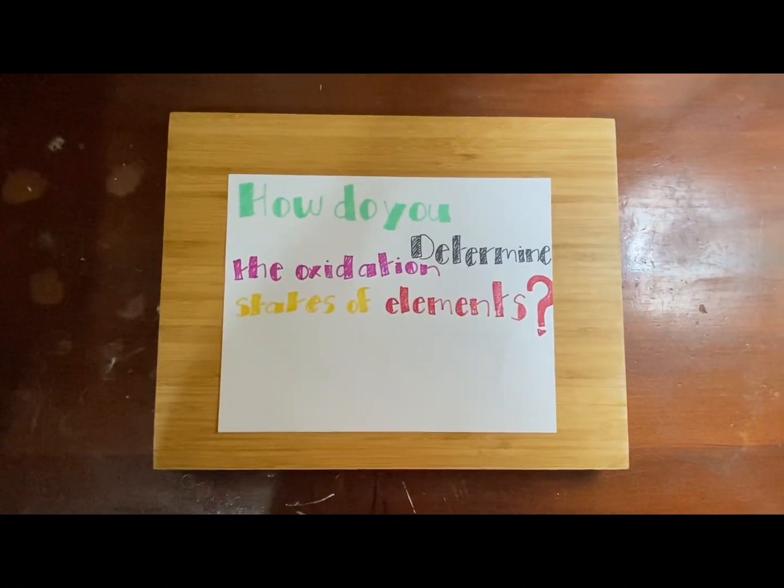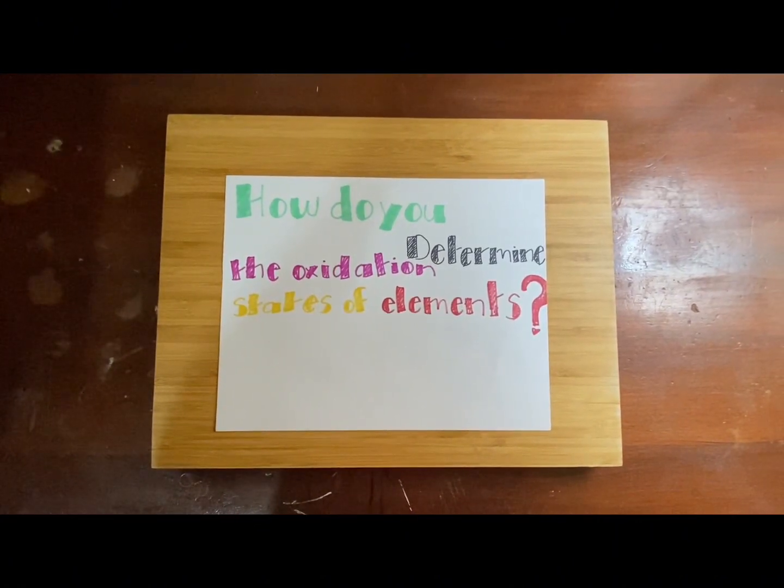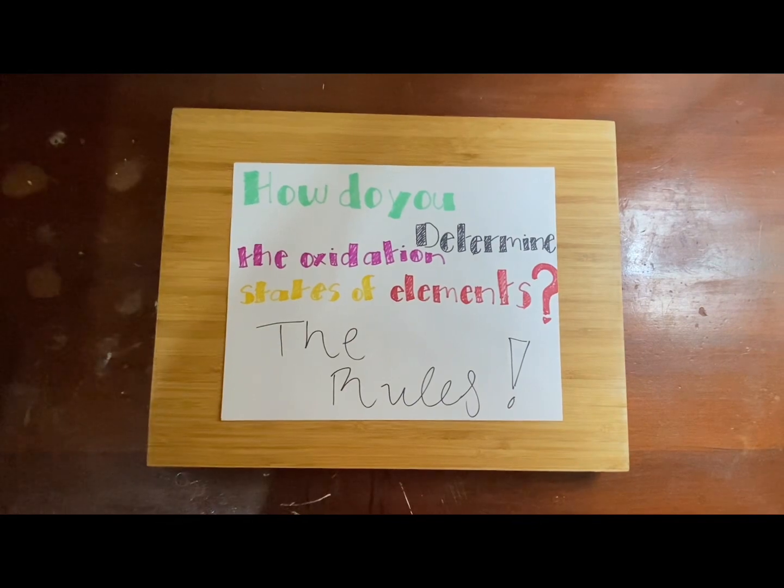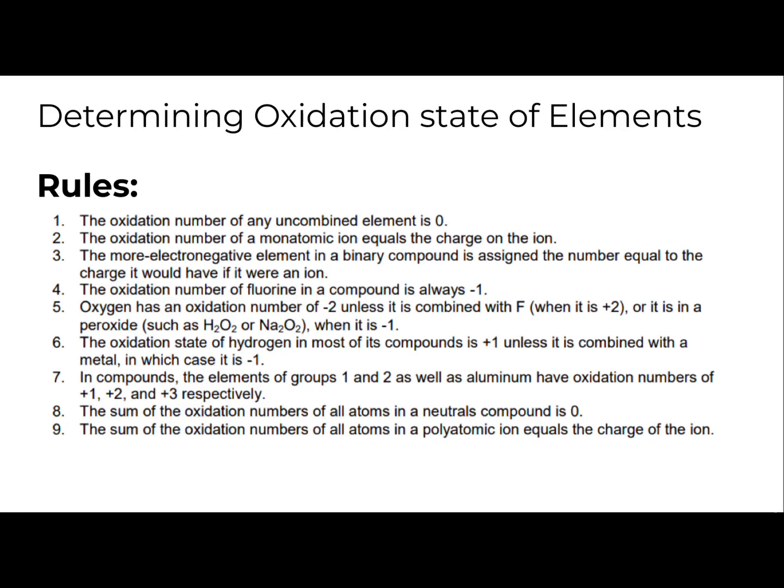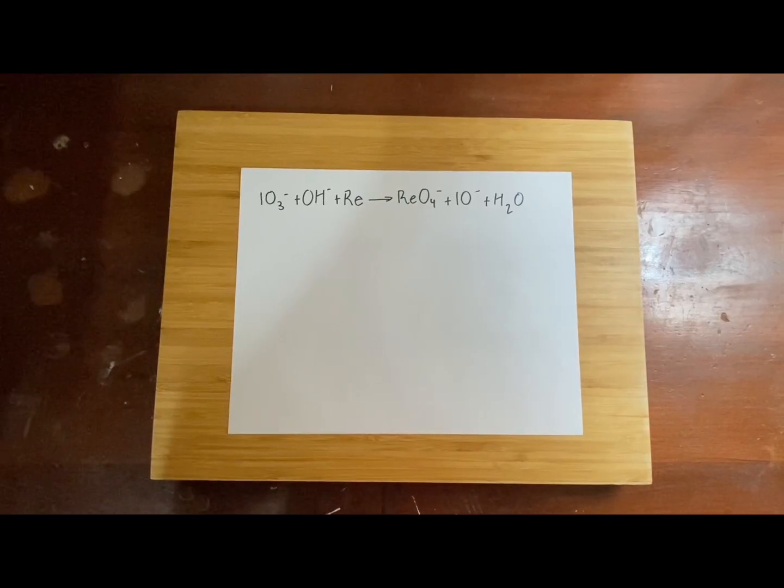How do you determine the oxidation states of elements? Well, there are certain rules that you have to follow in order to determine this. Ms. Monica provided me 9 rules. You can pause the video and go through them. Once we have this set, we can start balancing this redox reaction.